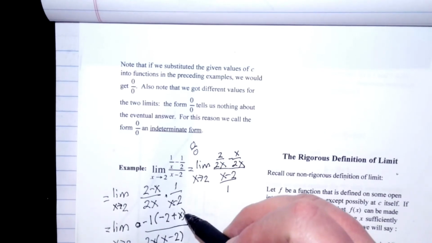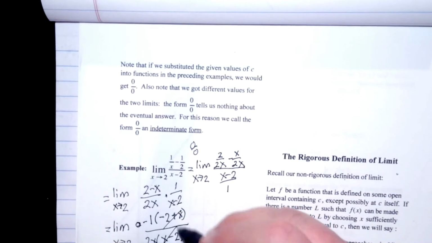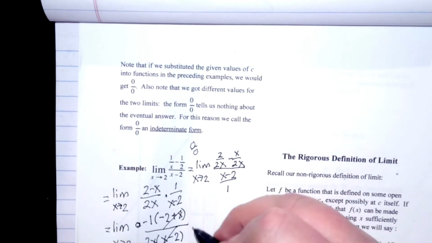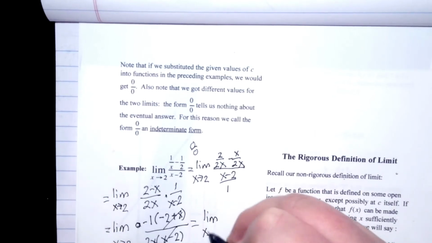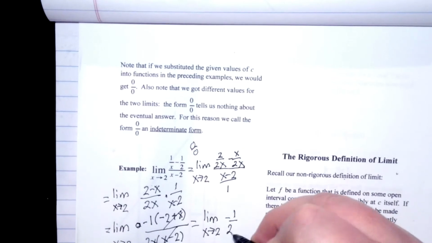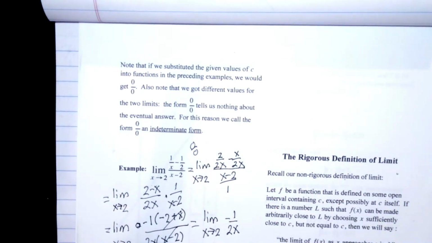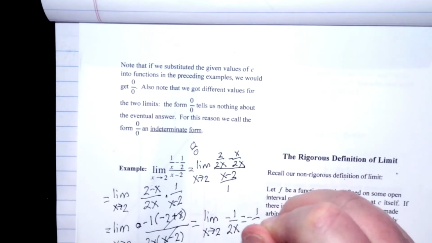Negative 2 plus x is equal to x minus 2, so these two can go away. And what we're left with is just the limit as x tends to 2 of negative 1 over 2x. And when we substitute in 2 for x here, we're going to get negative 1/4.